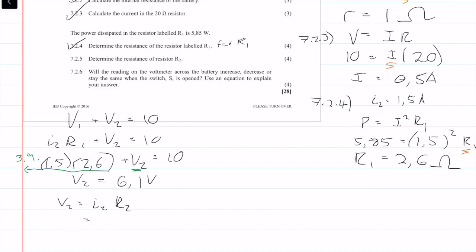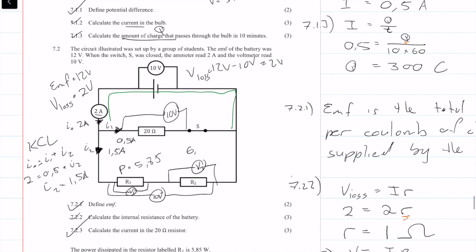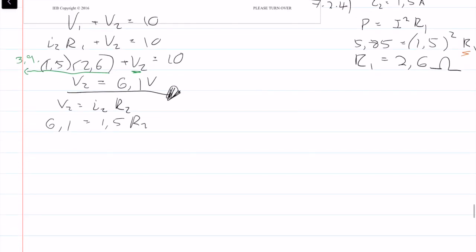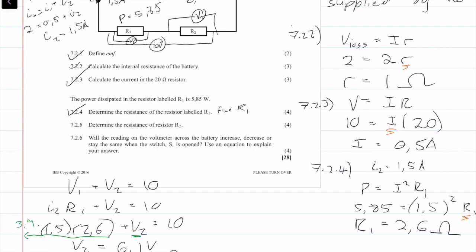6.1 volts. Okay, so the correction was made here. Again, 6.1 volts is V2. But everything else still stands. So V2 is 6.1. I we calculated as 1.5, and the only unknown here is R2, so we can solve for R2. R2 is equal to 4.07 ohms. Okie dokie, and we get 4 marks for that.